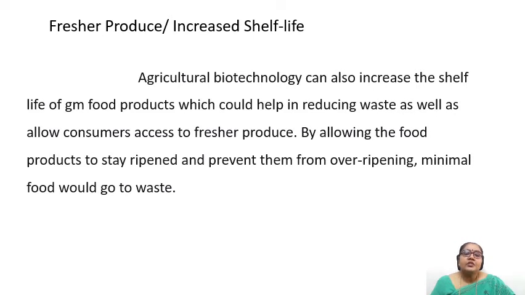Now moving on to fresh produce, and trying to increase the shelf life of products. Agriculture is one commodity whose shelf life is very short, so it gets rotten when not stored properly. Here, biotechnology is helping to increase the shelf life of GM, that is genetically modified, food, which could help reduce wastage and allow consumers access to fresher produce. By keeping food products ripened and preventing over ripening, minimal food would go waste. They are trying to use this technique while shipping tomatoes, so that the tomatoes don't ripen and the raw tomatoes reach the destination.